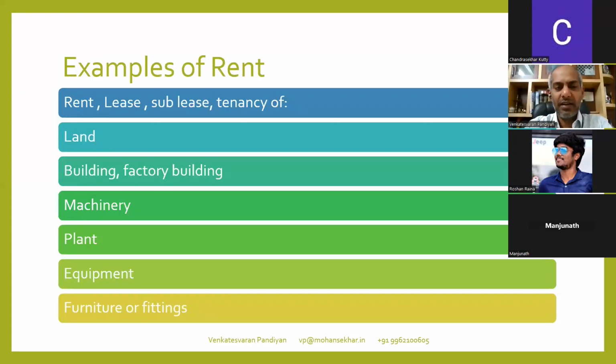So examples of rent: it can be either rent, lease, or sublease. On what kind of assets? It can be on land, building, including factory building. So it can be a commercial building. It can be a factory building. Any kind of building is applicable. Machinery, plant, equipment, and furniture or fitting. So all this category of assets on which rent is paid, lease is paid, sublease is paid, then TDS under this section will be applicable.